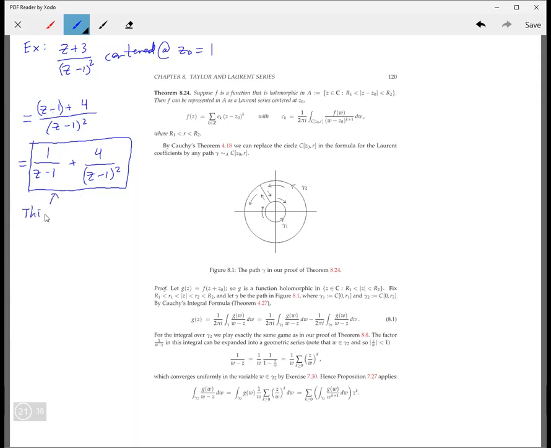Okay, so this is a Laurent series centered at z naught equals 1, because it's just this term over that plus another term over that.